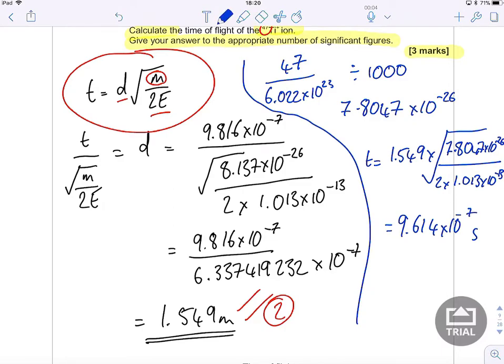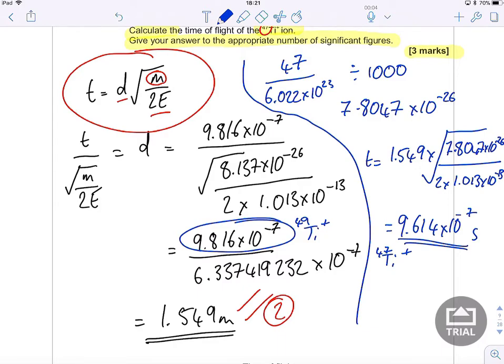And again, what I would do is check that against this time of flight here. So this is for titanium 49, this is for titanium 47, and you'd expect titanium 47 to be a shorter amount of time. It's going to reach the detector first because it is lightest.